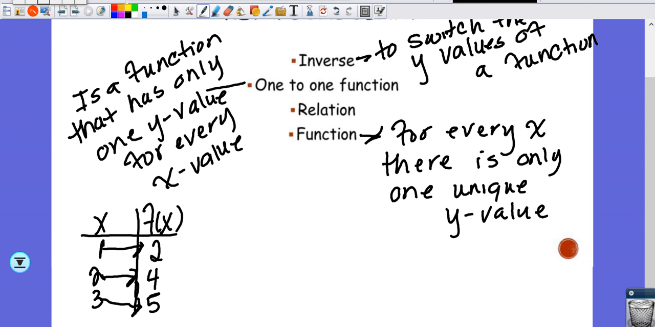So that's a function. But the definition said that a one-to-one function has only one y value for every x value. So now I'm going to go backwards. Does the number 2 go to only one value? Yes, it goes to number 1. Does number 4 go to only one value? Yes, it goes to number 2. And does number 5 only go to one value? Yes, it goes to number 3. So that is also a one-to-one function as well.